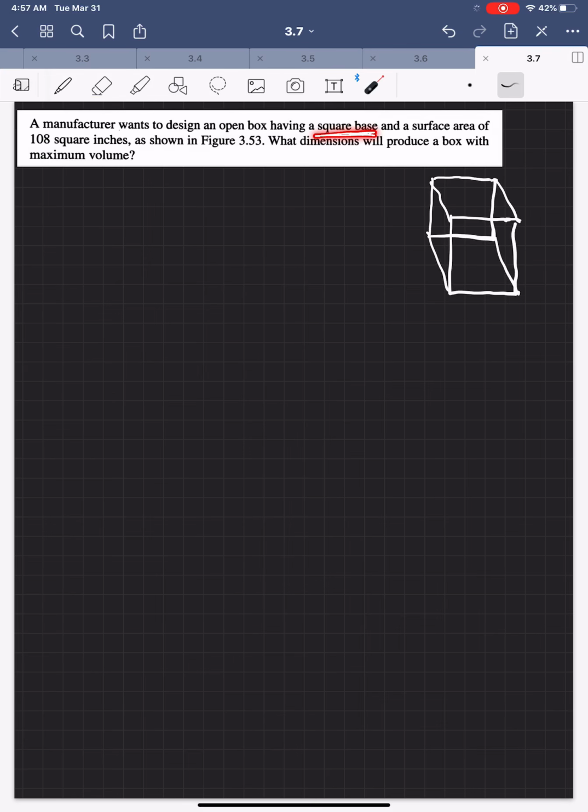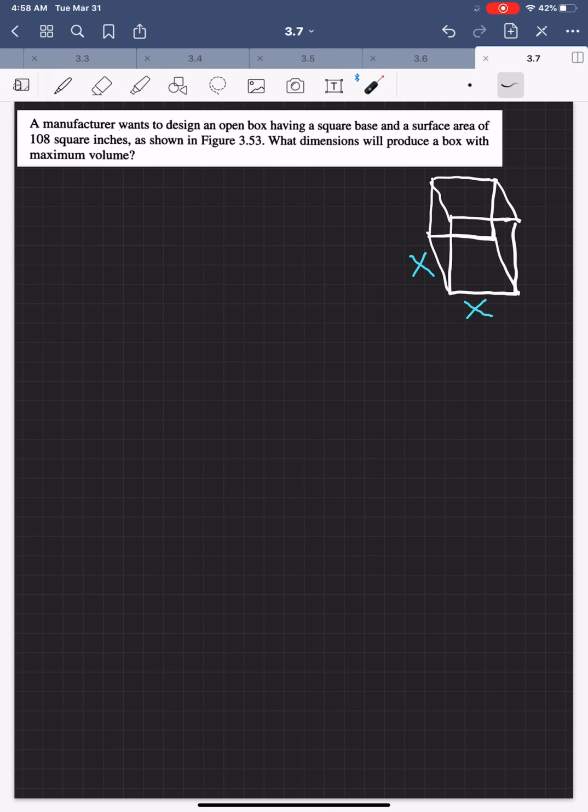Okay, so again, I don't like to read word problems all the way through. I like to pause and make sure I understand. So a square base, that's going to mean that for whatever box this is, the length is going to be equal to the width, right? With me so far?